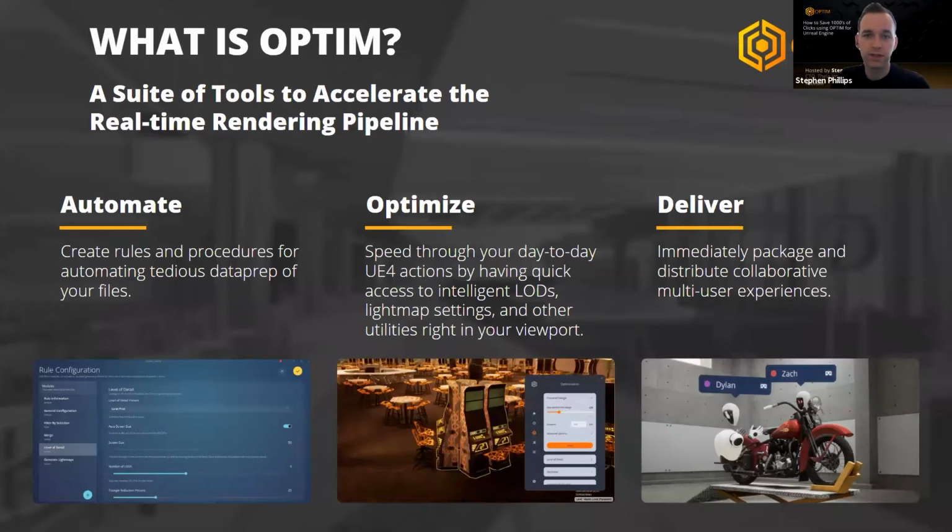So first, what is Optim? Optim is a suite of tools to accelerate the real-time rendering pipeline. So our company and many, many others are looking into Unreal Engine as a way to create renders faster or create interactive content, virtual reality experiences. But in getting up and running with that workflow, there are quite a few hitches and quite a bit of labor that goes into it. So we're trying to tackle it from every end.